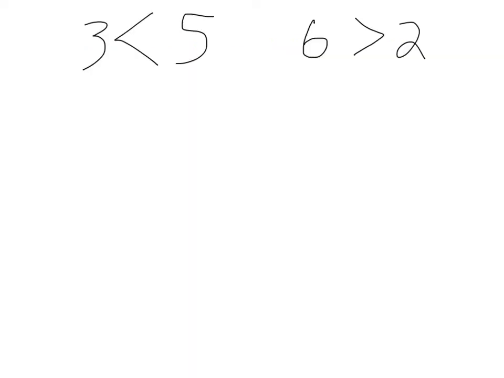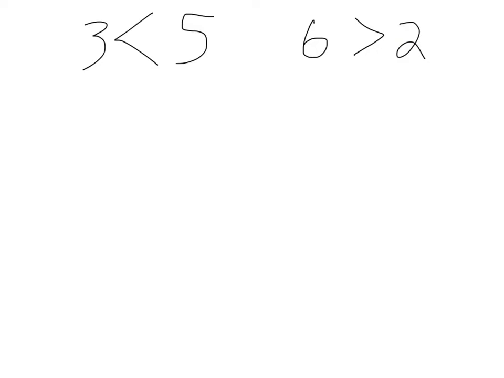So now I've got two expressions here that make sense. On the left, we have 3 is less than 5. Well, that's true. 3 is less than 5. We also have on the right, 6 is greater than 2. Again, that's a true statement. The reason I showed you that is because before I get into anything with variables, I want you to see with numbers a trick.